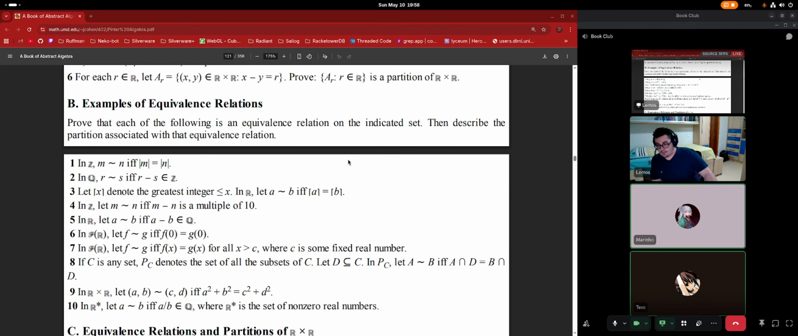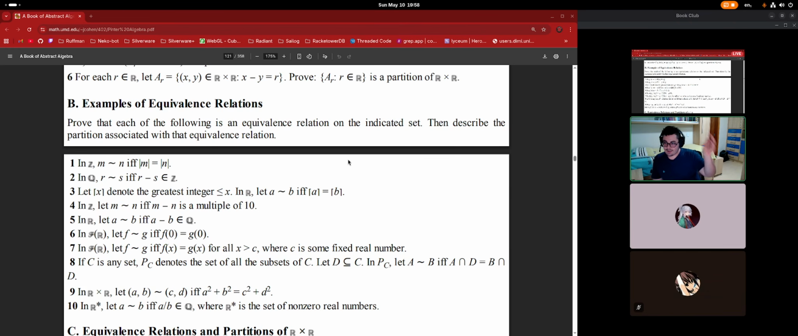Okay, any exercise in B that you guys want to talk about? I think that the most interesting part of this exercise is to describe the partition associated, because proving that it is an equivalence relation is just following the steps, right? This is a recipe. This is a mechanically doable thing that is less fun, let's say. But I think that describing the partition associated is more fun.